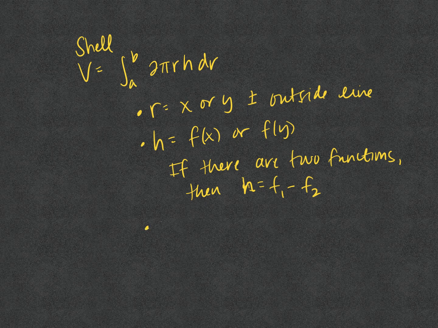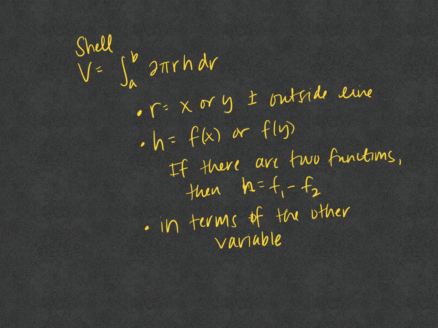Let's see, we're going to be in terms of the other variable. So if you're going parallel to y, you're going to work in terms of x. If you're going around the x-axis, you're going to work in terms of y. And I think that handles everything you need for your shell method. 2 pi r h dr.